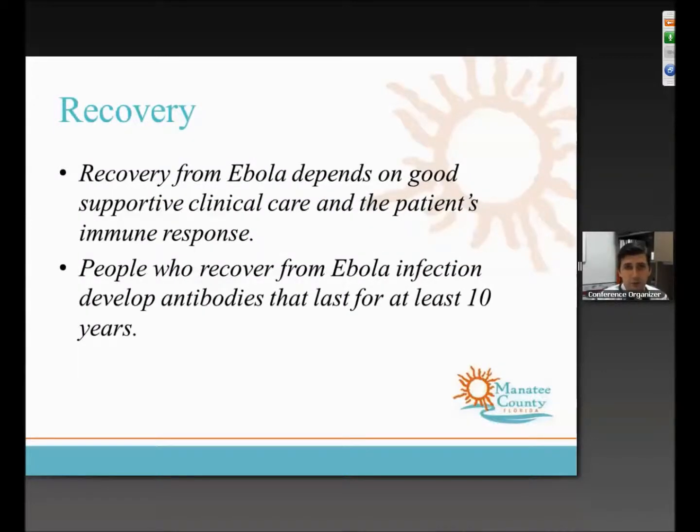Recovery. Recovery from Ebola depends on good supportive clinical care as well as the patient's immune response. The interesting fact is that people who recover from Ebola infection develop antibodies that last for at least 10 years. You may remember hearing about individuals where they have used the blood of a recovered person in transfusion to new infections, and this is related to this antibody.